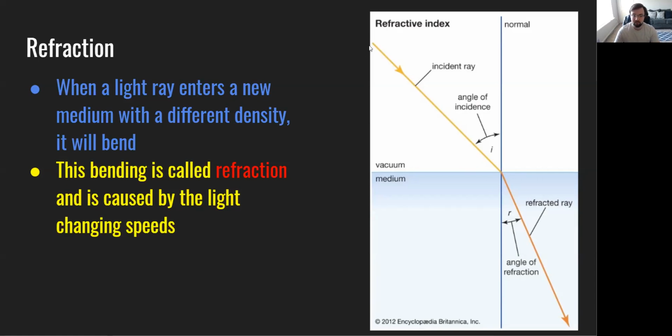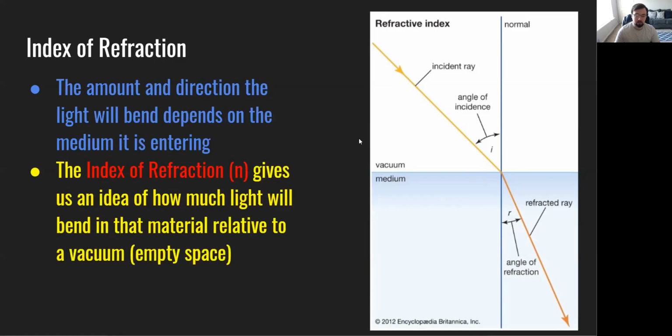Looking at this picture, originally the light ray was traveling at this angle. Then it entered a new medium, and when that happened, it changed speeds. And when it changed speeds, it bent. So you can see these are not pointing the same direction anymore. Now the amount that it's going to bend and the direction depends on whatever it's entering. Different mediums are going to bend light different amounts.